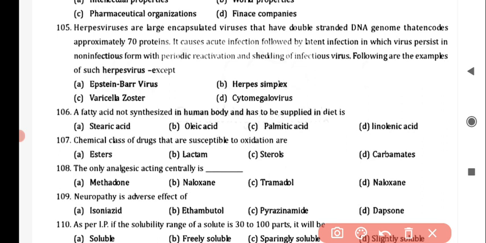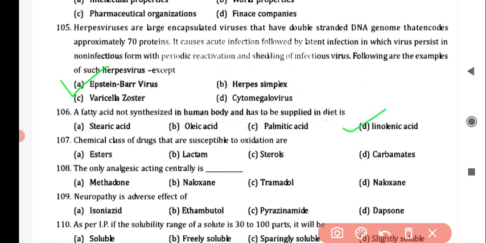Next question is, herpes viruses are large encapsulated viruses that have a double-stranded DNA genome that encodes approximately 70 proteins. It causes acute infection followed by latent infection, in which virus persists in non-infectious form with periodic reactivation and shedding of infectious virus. Following are the examples of such herpes virus except, and the correct answer is option A, Epstein-Barr virus. Next question is, a fatty acid not synthesized in the human body and has to be supplied in diet is, and the correct answer is option D, linolenic acid.